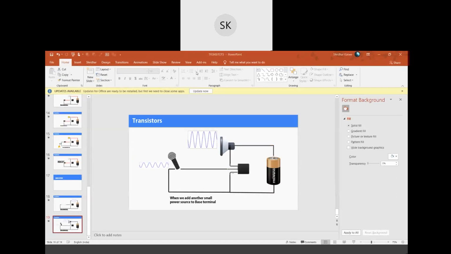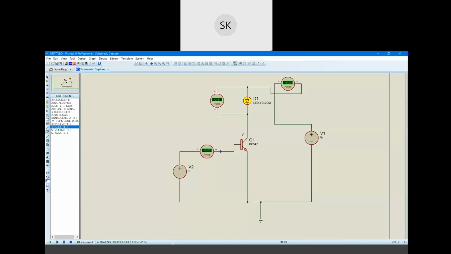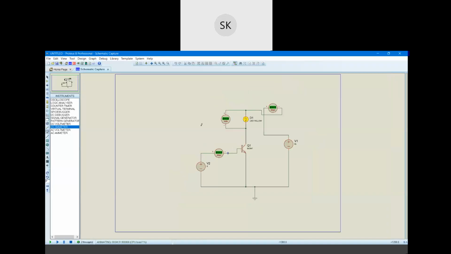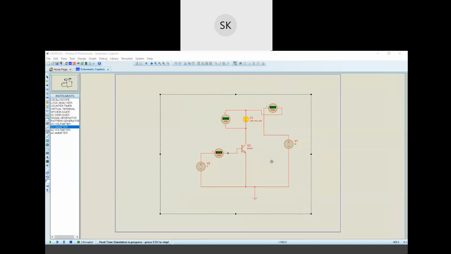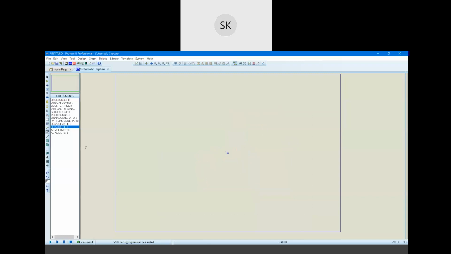Let me again open the Proteus. The Proteus, it is a circuit that we have made. Delete. Okay. So once again, we start our construction. V source, BC547 transistor.